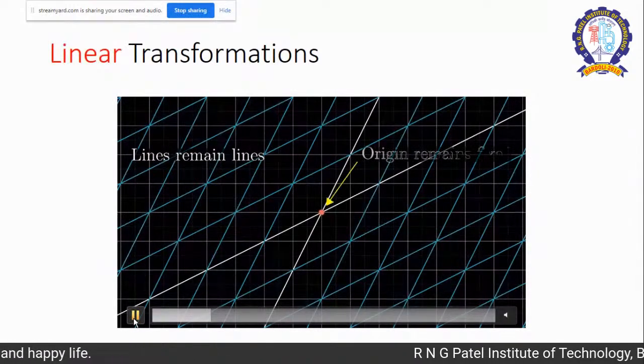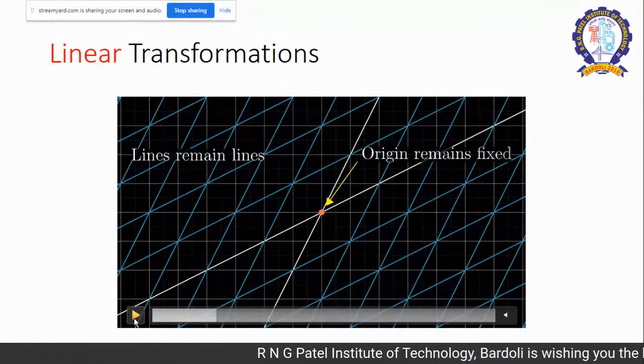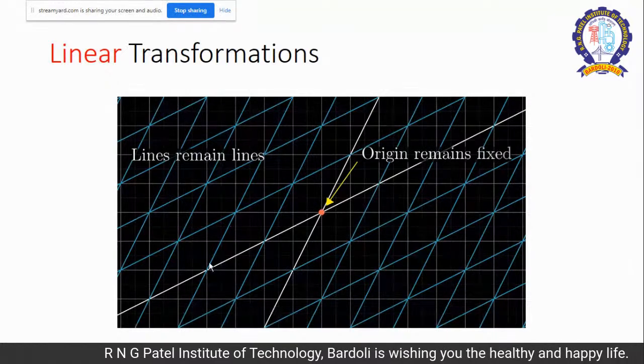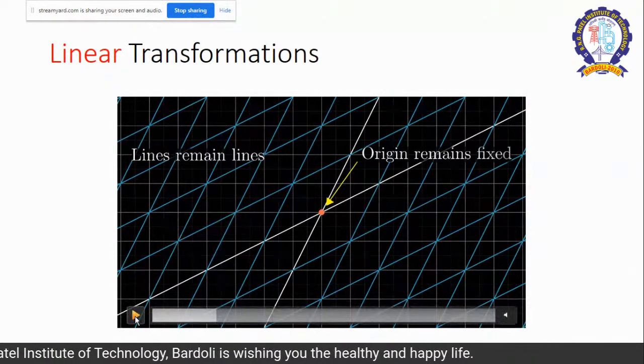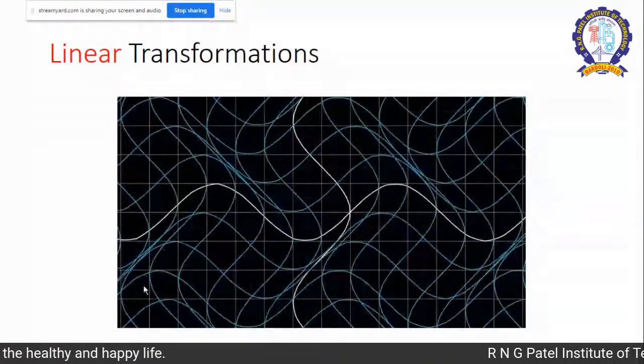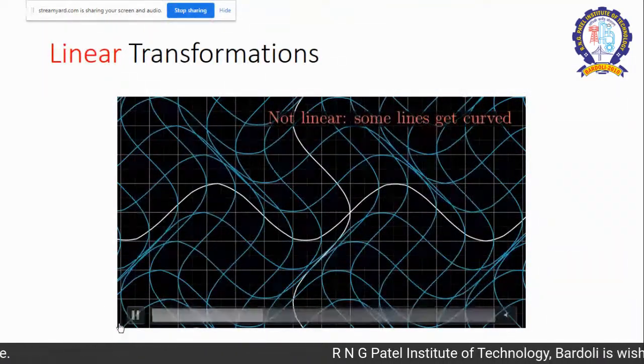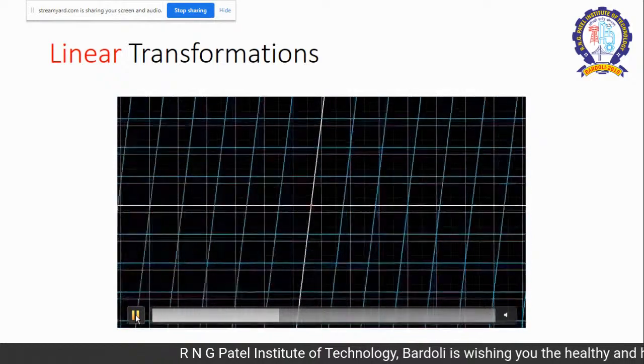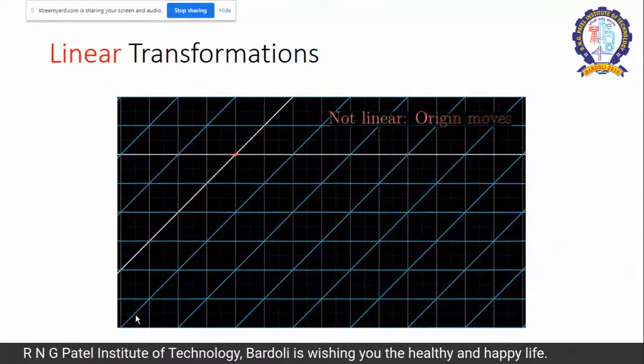The other condition is that the origin remains fixed. If the origin changes, it does not make a linear transformation. Look at this one. This is not a linear transformation. It changed the origin, so it is not a linear transformation.